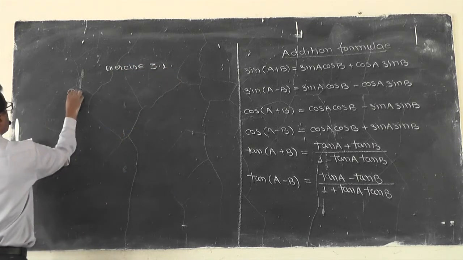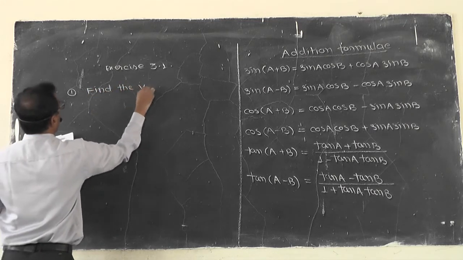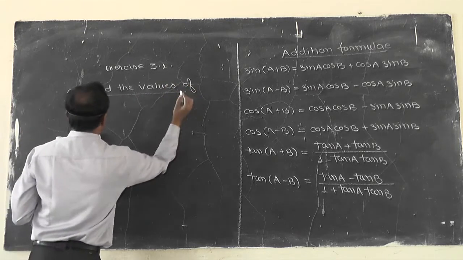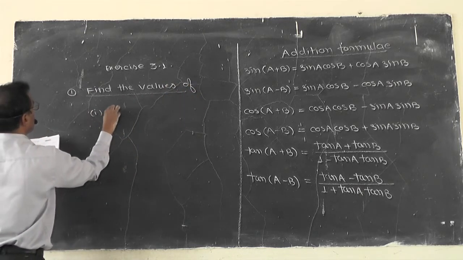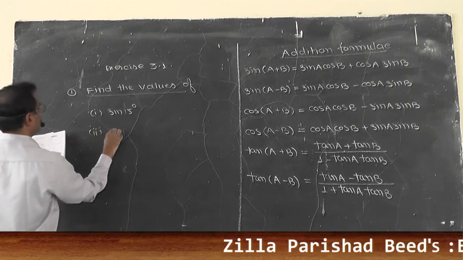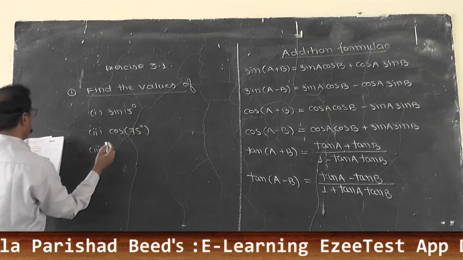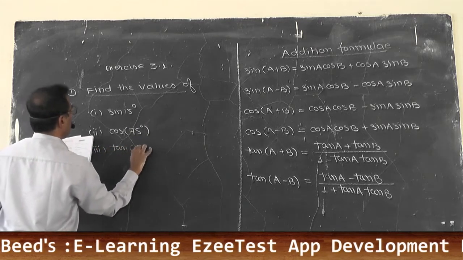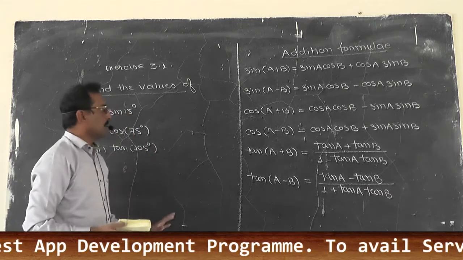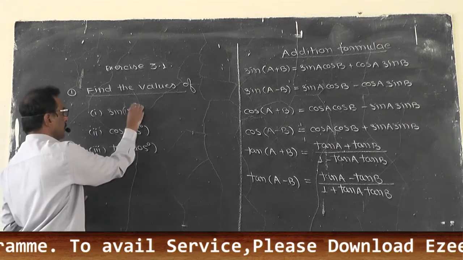I will take the very first problem. They have given the question: find the values of, very first question, sin of 15 degree. Second question is cos of 75 degree. Third question is tan of 105 degree. Now remember one thing, the chapter name is trigonometric functions of compound angles, which means it is a prime duty.